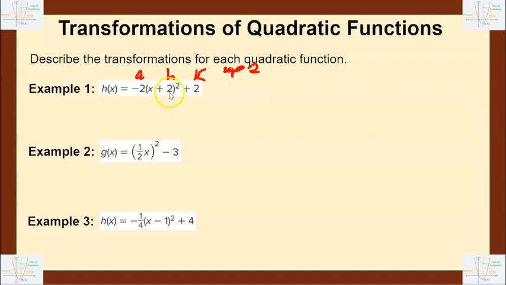The h, since it's a plus 2, it's really x minus a negative 2, which means it's going to the left 2. And then I have the a. The a is my negative 2. It's on the outside of the parentheses. So that means this is a vertical transformation. And the dilation, so vertical dilation, the absolute value of negative 2 is 2. It's bigger than 1. So this is a vertical stretch.